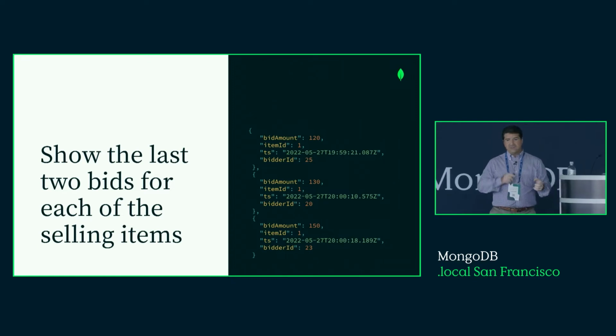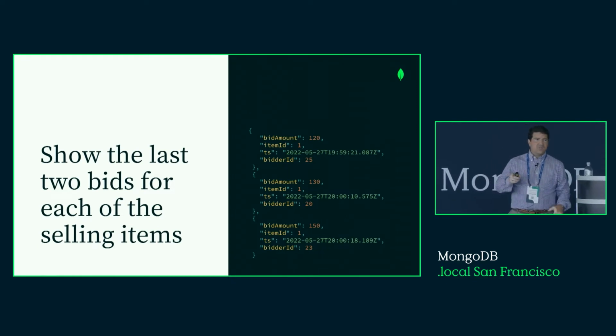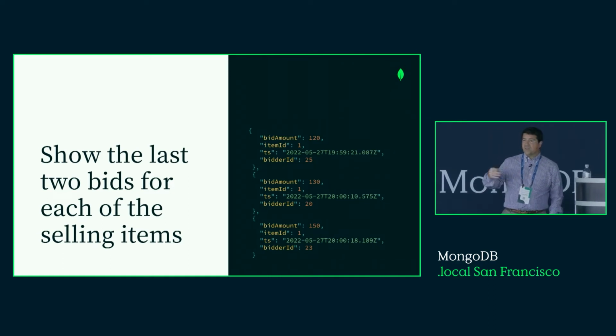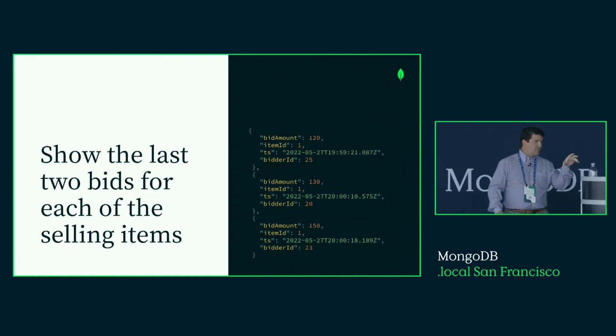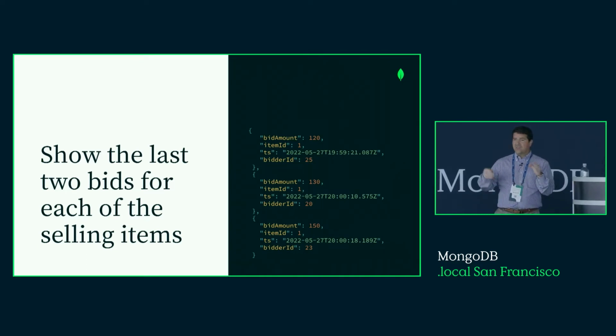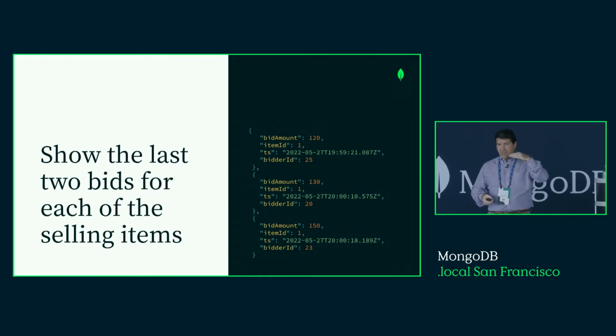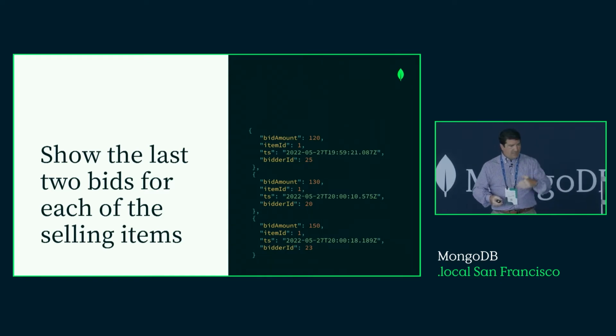Next, a different use case. I want to show the last two bids for items that I'm selling. And again, you can see the data set on the right has the bid amount, the name of the item, the ID of the person bidding, and the timestamp. So there's now an implicit ordering by timestamp.